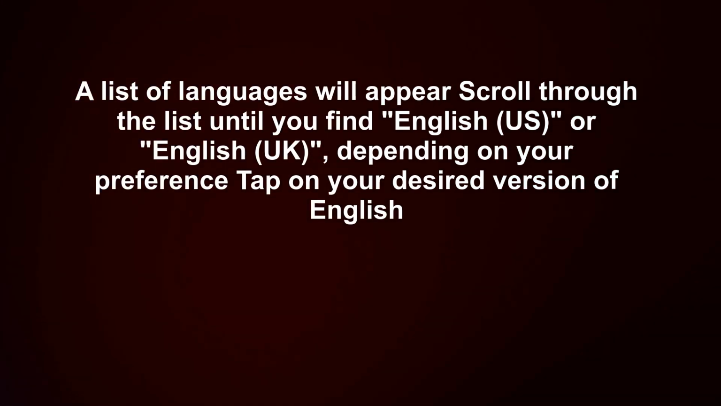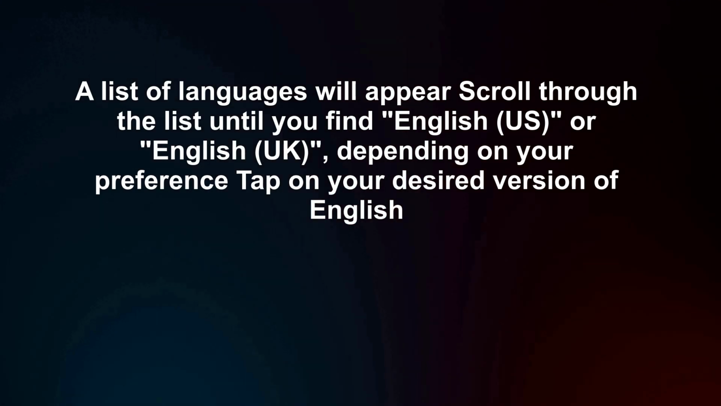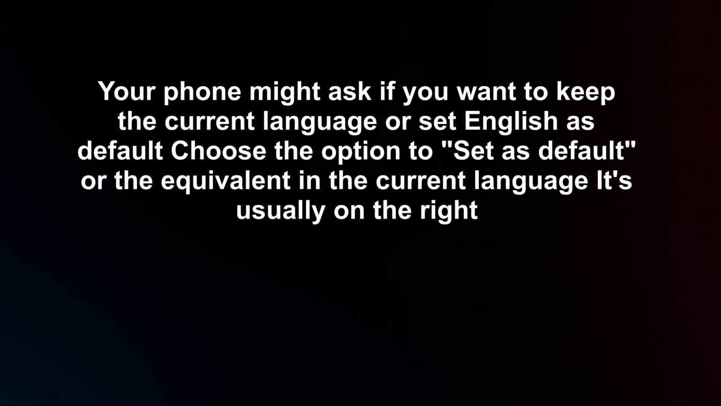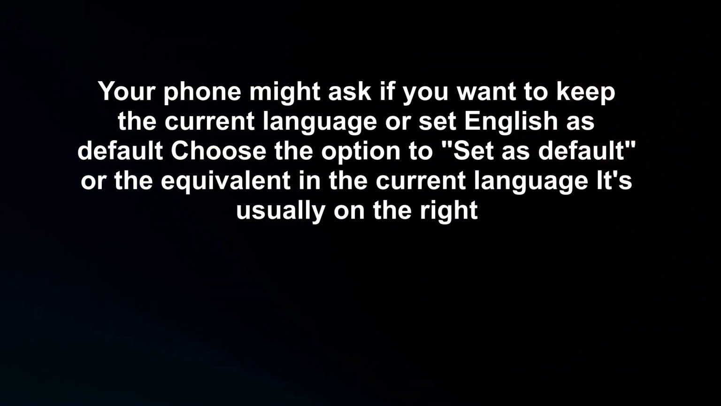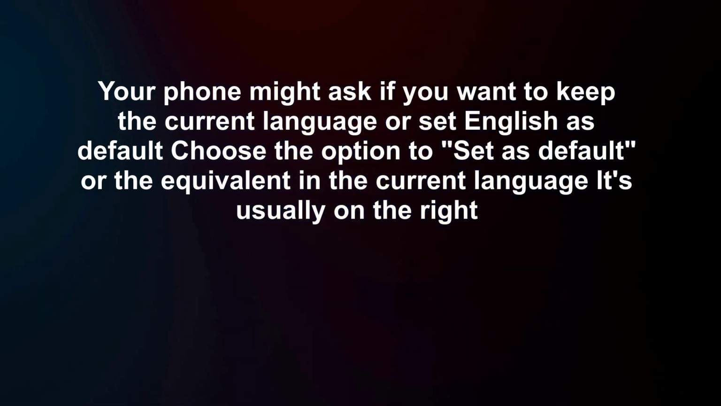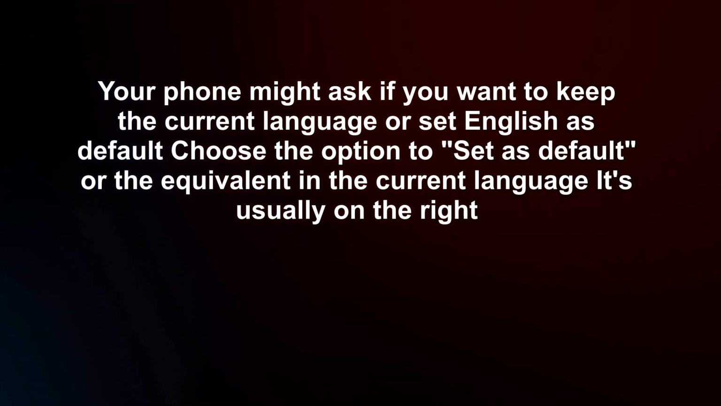Scroll through the list until you find English US or English UK. Depending on your preference, tap on your desired version of English. Your phone might ask if you want to keep the current language or set English as default. Choose the option to set as default, or the equivalent in the current language. It's usually on the right.